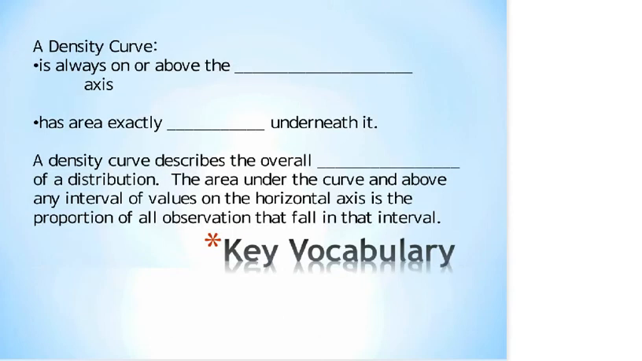So, key vocabulary. What is a density curve? A density curve is a curve that is always on or above the horizontal axis, and it has an area of exactly 1 underneath it. This concept is key because for a lot of now on, we're going to be looking at the area underneath the density curve to determine the proportion of people that fall within a certain area or range. So a density curve describes the overall pattern of a distribution.